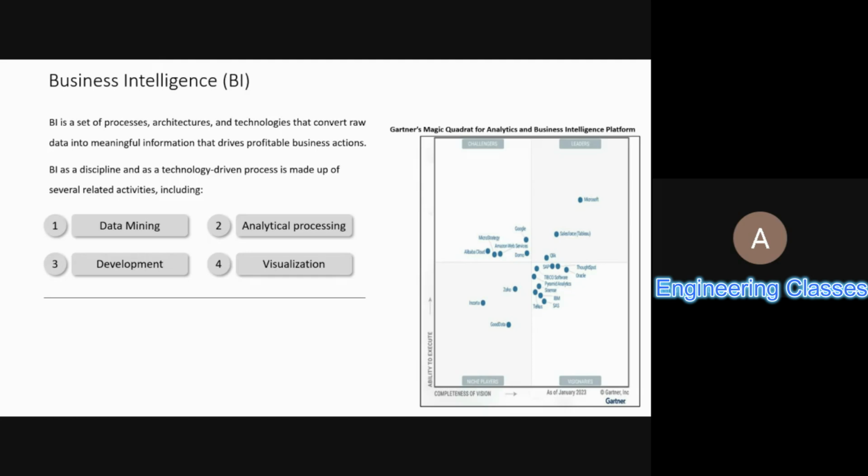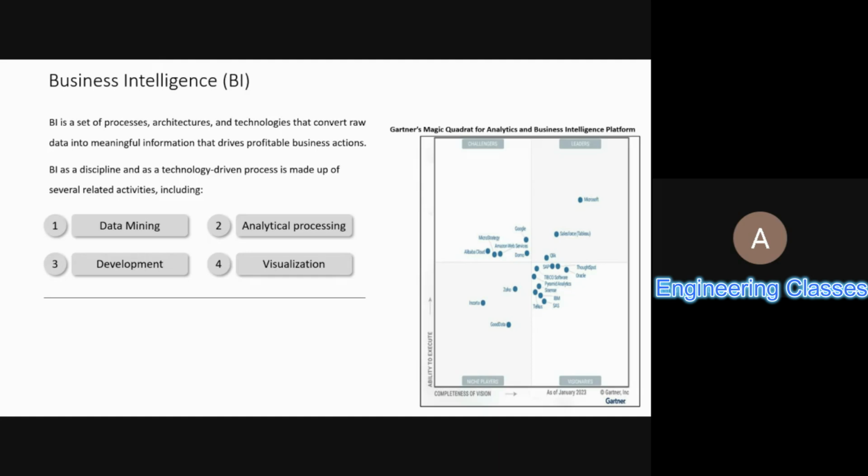And the fourth step is visualization. It means we are showing the data in terms of graphs, visuals, and images, so that instead of looking at rows and columns of data, the end user can see the same data in visual cues, in terms of line chart, bar chart, pie chart, and scatter plot. There are a lot more charts available in BI.